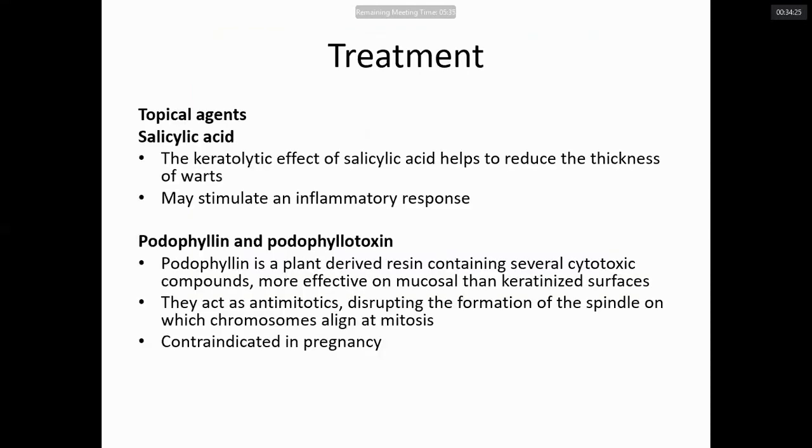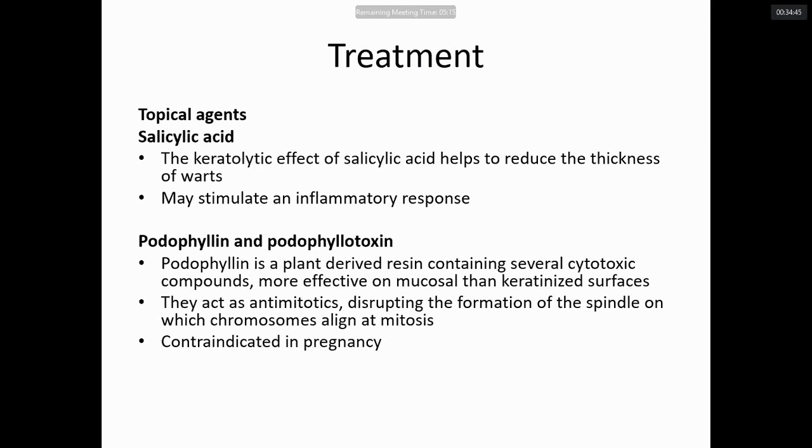Now the treatment of anogenital warts. This is the treatment of warts as a whole, not just anogenital warts. Topical agents like salicylic acid can be given. Salicylic acid has a keratolytic effect. It helps to reduce the thickness of warts.